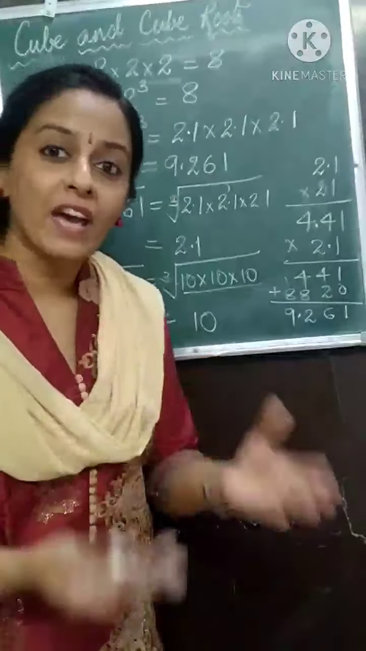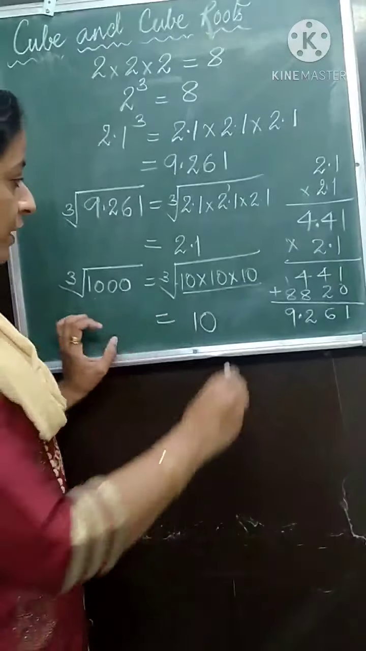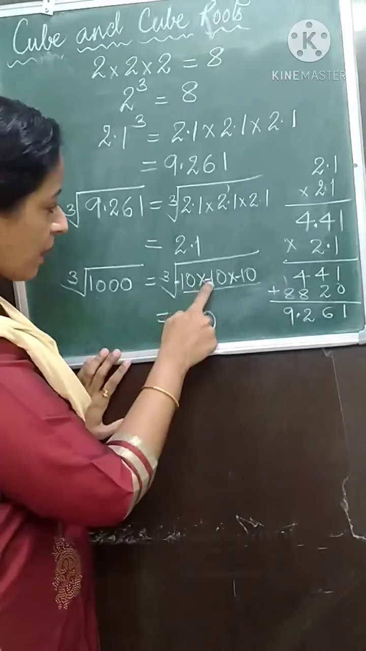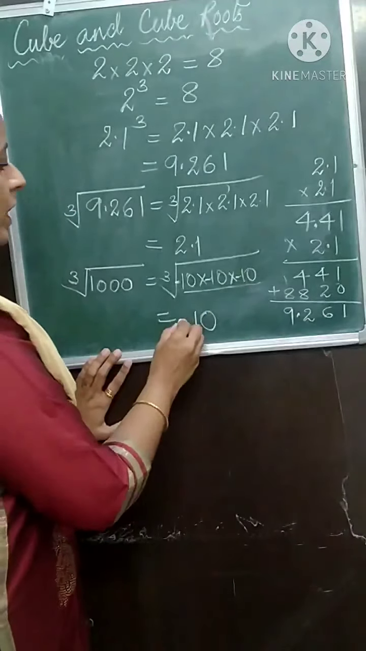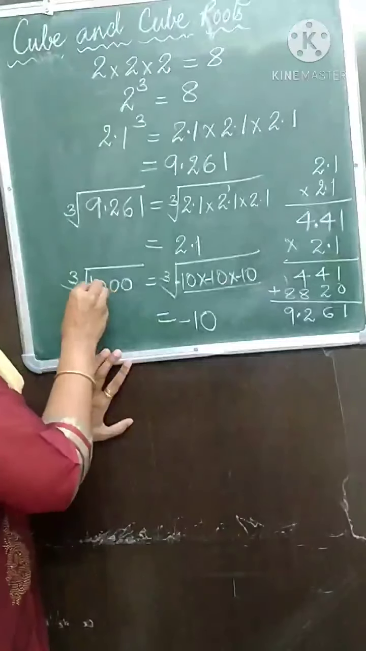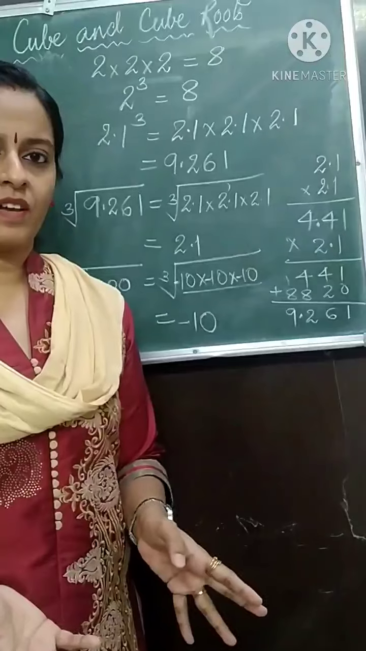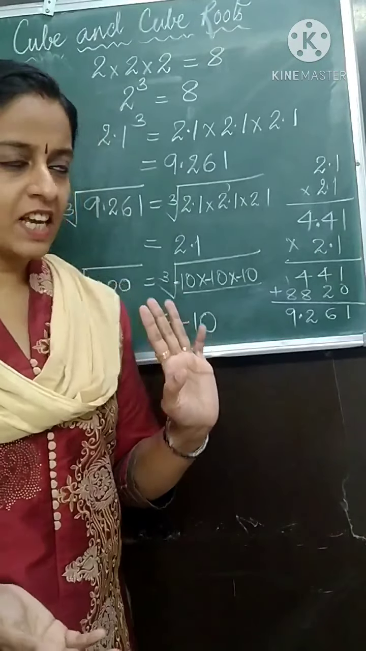When you do the square of a negative number, minus and minus becomes plus. When you are taking the cube root of a negative number, minus and minus is plus, plus into minus is minus. So you will have to put a minus sign. If in the question you have minus, the cube root will also be negative. Okay? Are you understanding? Is it easy?